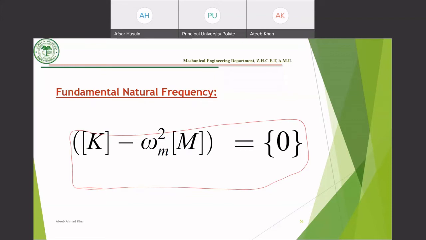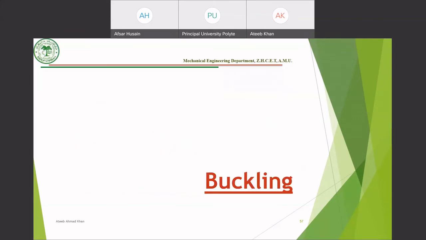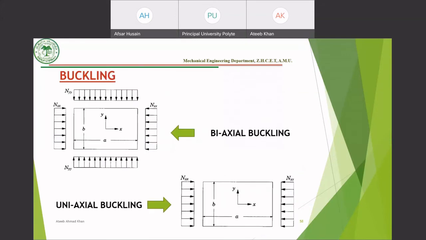I'll show you what I have obtained in the coming slides. Again, as I told you, this buckling derivation has been done by myself only. Before that, let's understand what buckling is. Buckling is basically out of plane deformation. Suppose I have a plate in the XY direction and the loads are applied either in X or in Y or in both directions. Out of plane deformation is basically what buckling is.